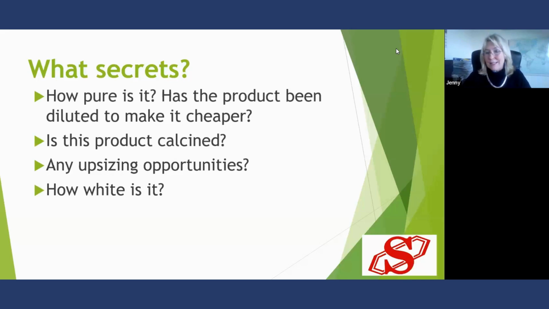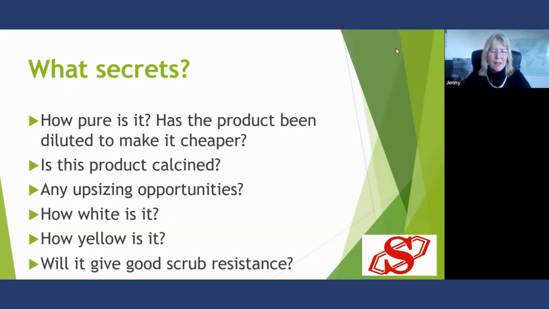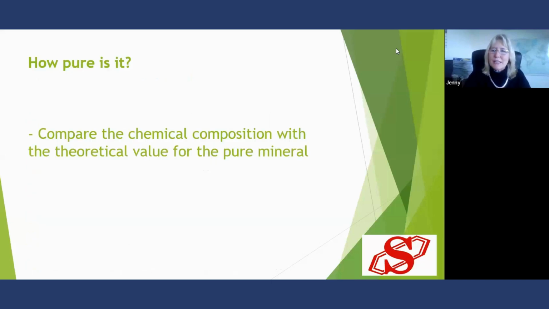Then, how white is it? And how yellow is it? Always useful to know how yellow something is for the paint industry. Nobody likes a yellow product. And then finally, will it give good scrub resistance to your paint? So let's dig into this.